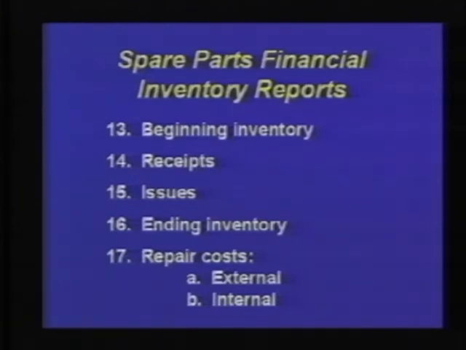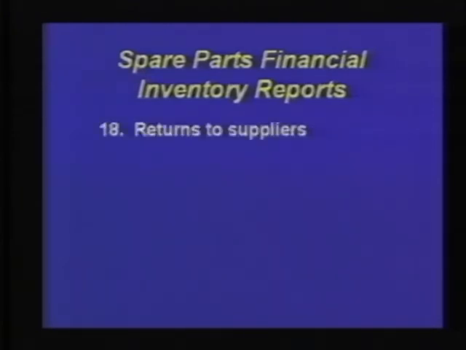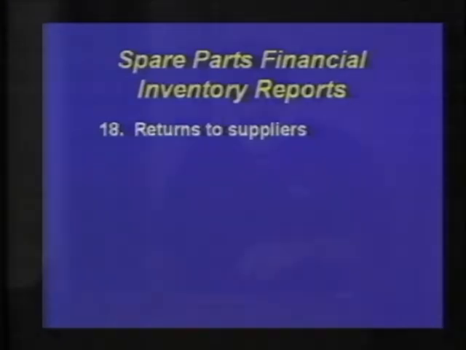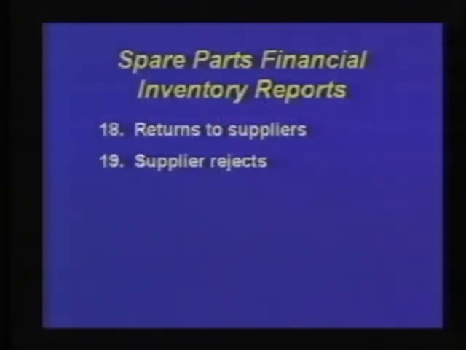18 addresses all of the returns to suppliers. And remember now, all of these activities are to be defined in terms of dollars, not necessarily by part number, description, unit of measure, and the cost of the item. It's summarized by dollars. Supplier rejects would be identified by 19.